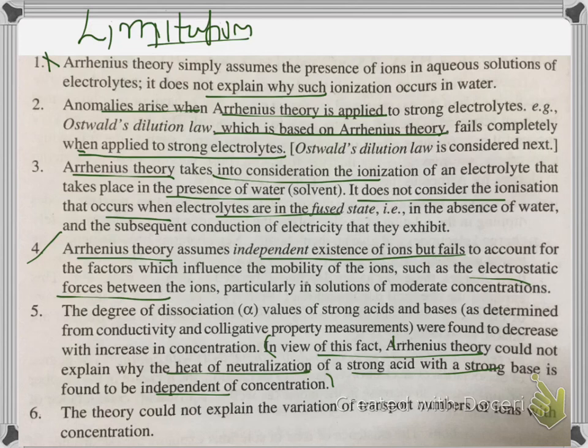Sixth one, the theory could not explain the variation of transport number of ions with concentration. Transport number is the current carried by a particular ion out of the total current passing through the solution. That we can see in the last part of this chapter. That transport number could not be effectively explained by the Arrhenius theory, especially the variation of transport number with concentration.